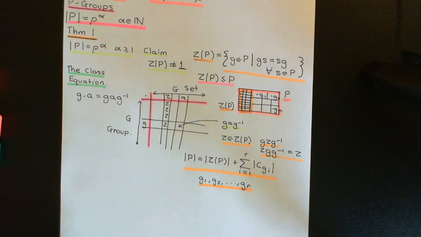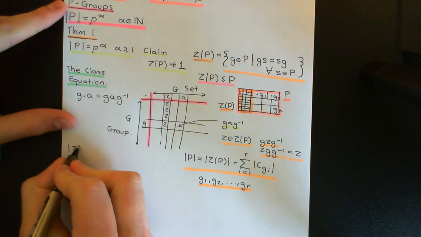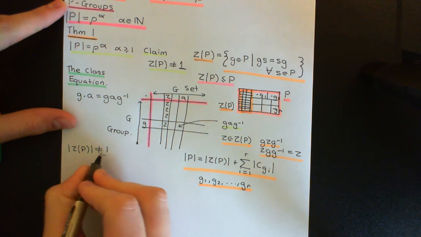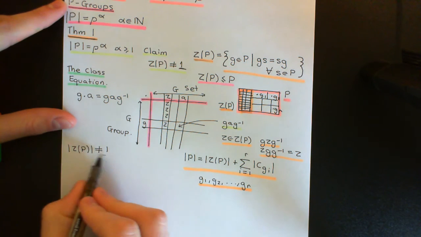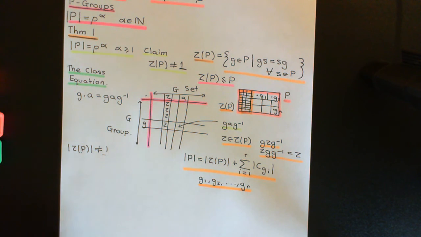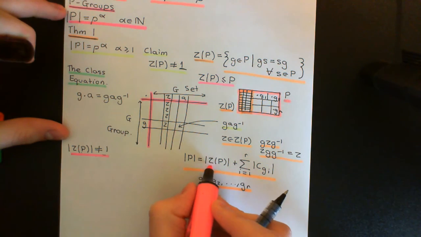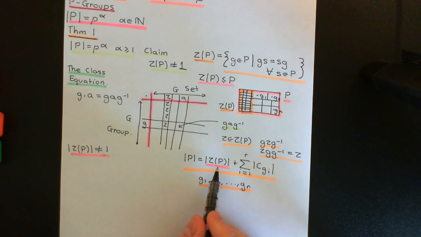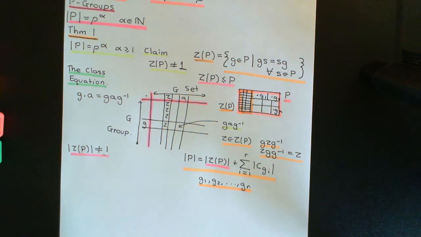Now, what are we trying to prove? We're trying to prove that the center of a p-group cannot be equal to the trivial subgroup, i.e. we're trying to prove that the order of the center of the group is not equal to 1. If we prove this, we prove that there's more than just one element inside of this, i.e. it cannot just contain the identity element. And that's why the class equation is going to be useful to us, because of course here appears the order of the center of the group. Now note, we know that this is not 0. At the very least it contains the identity element, so it must be greater than or equal to 1.